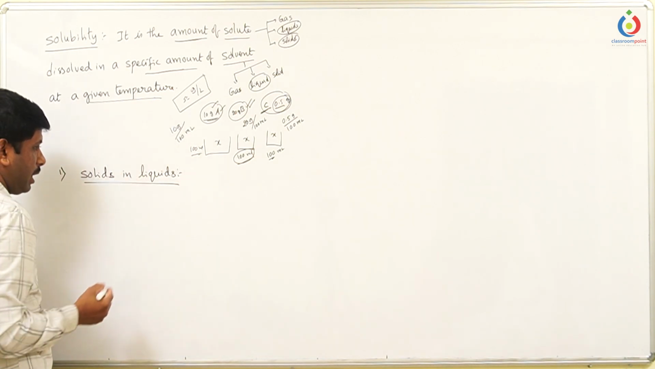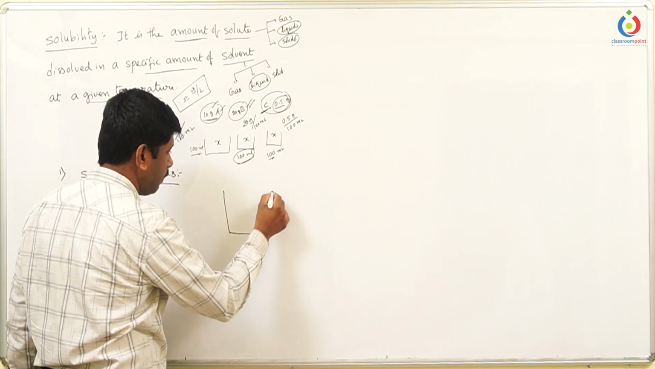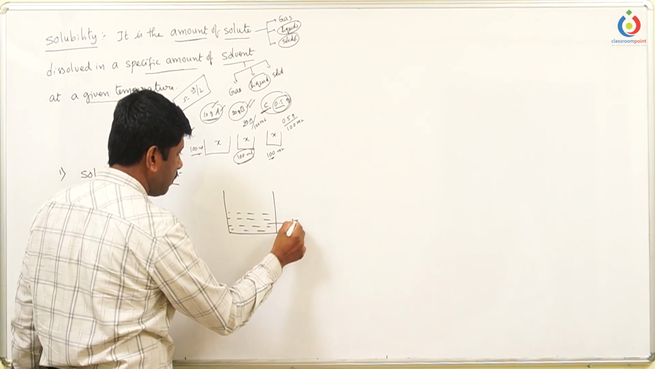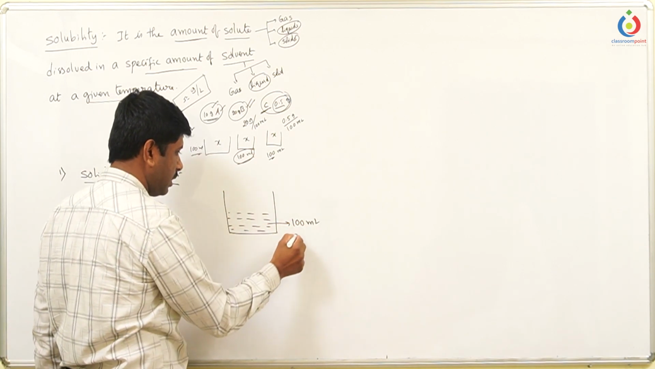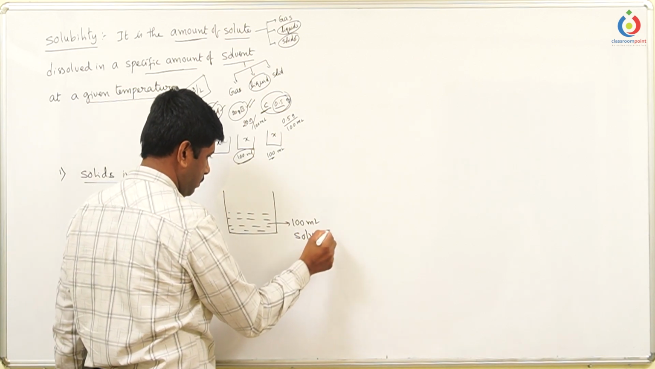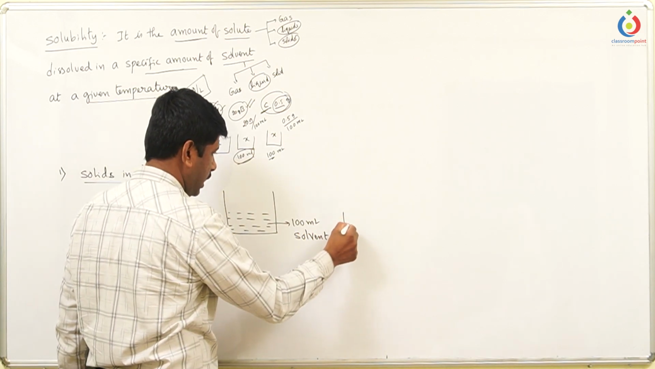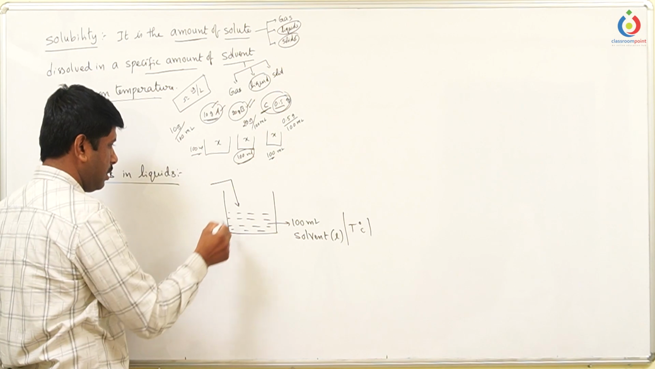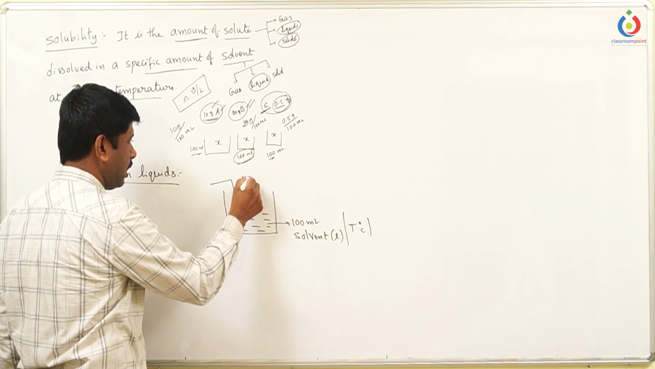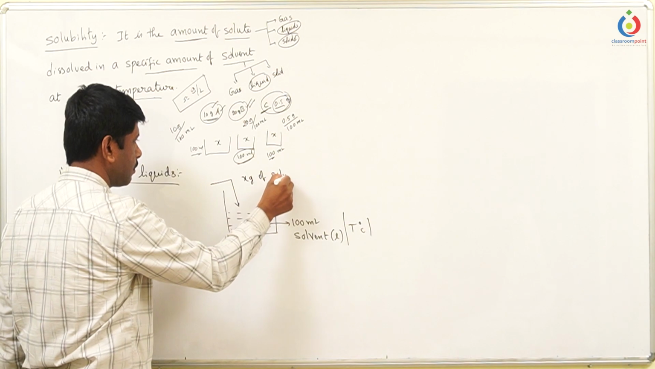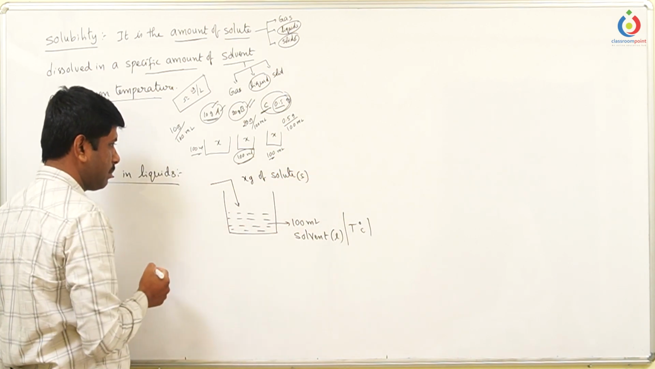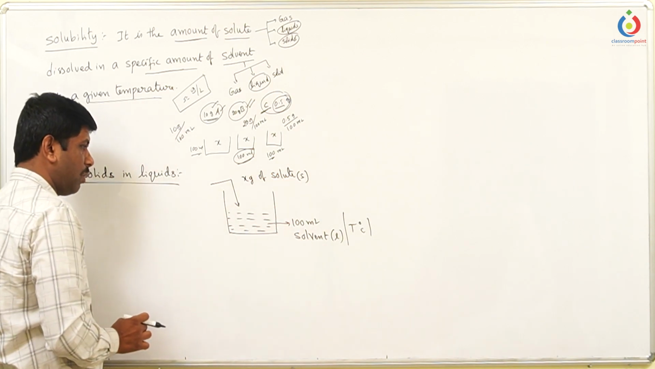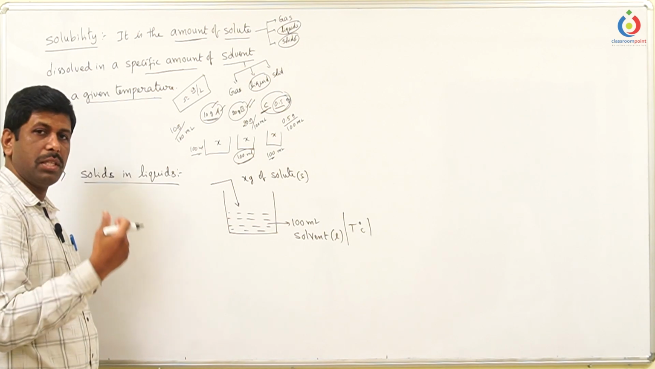Basically, it depends. As I have taken, you take some amount of the solvent. So here I am taking 100 ml of some fixed amount of liquid solvent, which is in the liquid state at a given temperature T degrees centigrade. To this, I am going to add some X grams of solute. This solute is in the solid state. To make this solute dissolve in this particular solvent, it is affected by various factors.